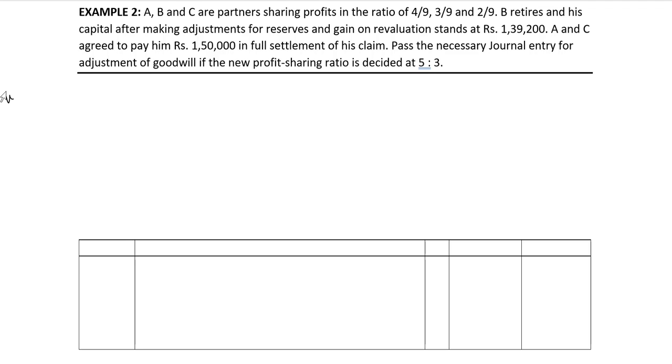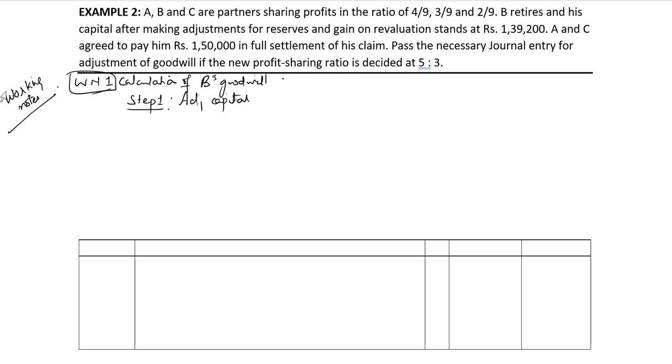So we'll begin with the working notes. The first working note 1, calculation of retiring partner B's goodwill. We have step 1 to calculate the adjusted capital of B. It says B retires and his capital after making adjustments for reserves and gain on revaluation stands at rupees 1,39,200. So we have the adjusted capital of the retiring partner B equal to rupees 1,39,200.